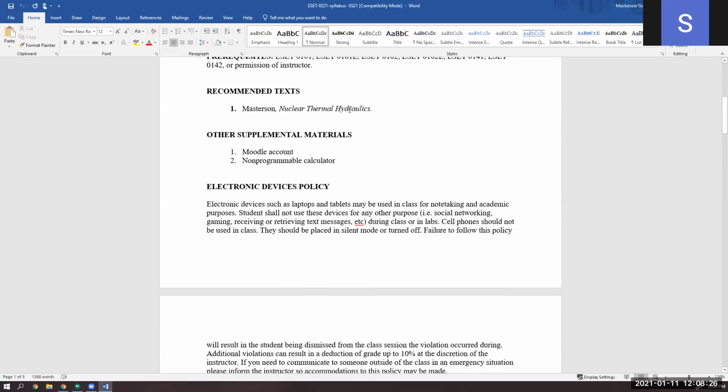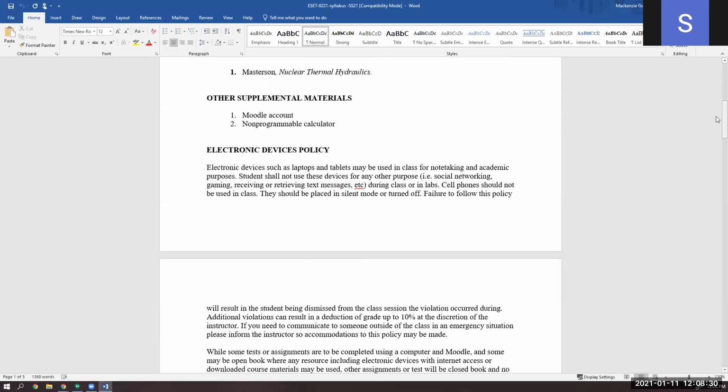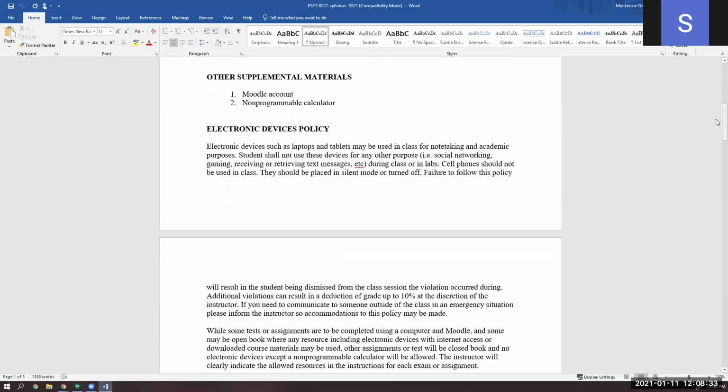Okay, we do have that nuclear thermal hydraulics text. You can have the e-text or the physical text. We are going to have some questions out of it, some assigned reading from it. And then you need access to Moodle.